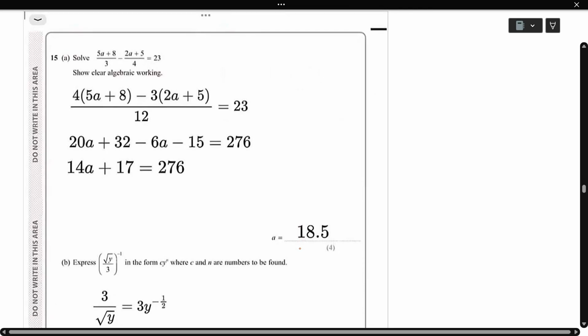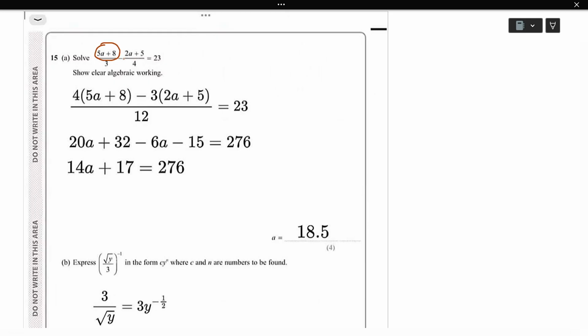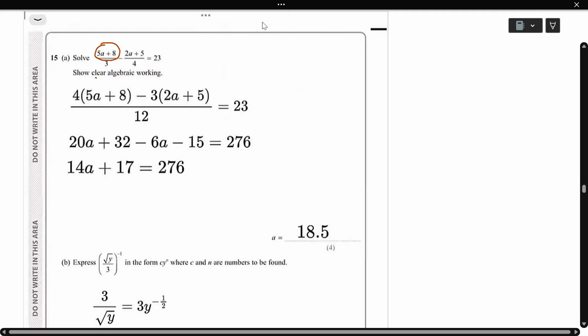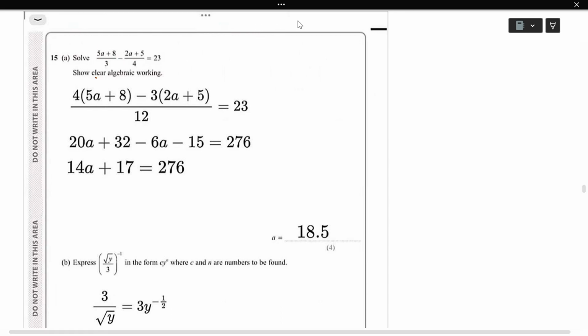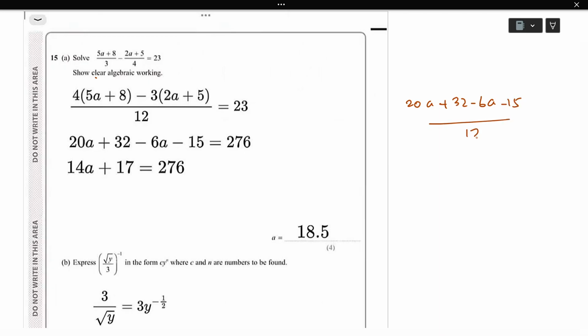The next question, solving algebraic working. Here first we are taking the LCM. 4 we should multiply here, and minus 3 times 2a plus 5, over 12, because 3 times 4 is 12, that's the LCM, equal to 23. So we are expanding 4 times 5a, which is 20a, 4 times 8, which is 32, minus 6a, then minus 15, over 12. So I'll write here 20a plus 32 minus 6a minus 15 over 12 equal to 23.